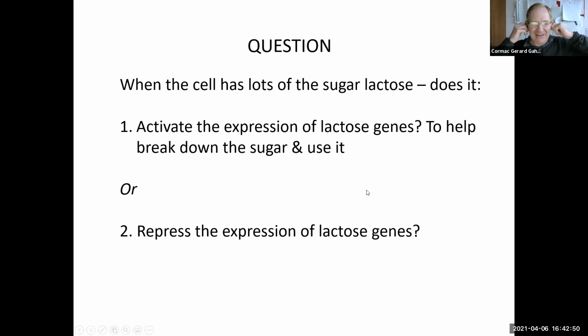I know there's a lot in this lecture, I realize that. So you're correct. If the cell is in the presence of lactose, it needs to break it down. It needs to use it. That's exactly it. These questions are there to stimulate your understanding.